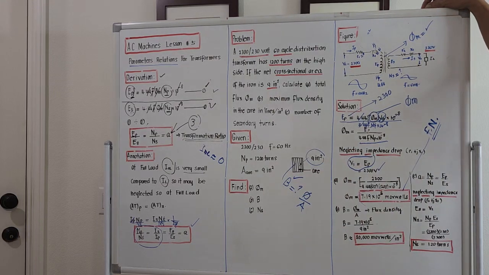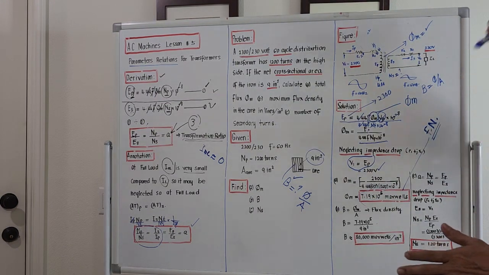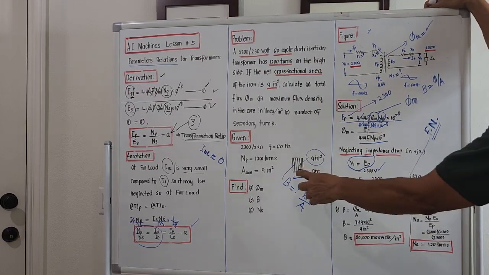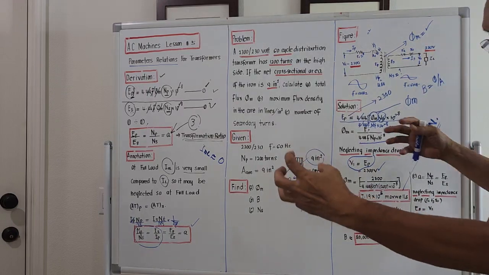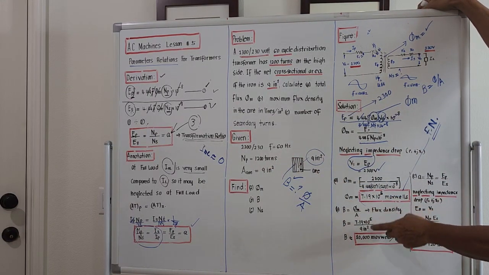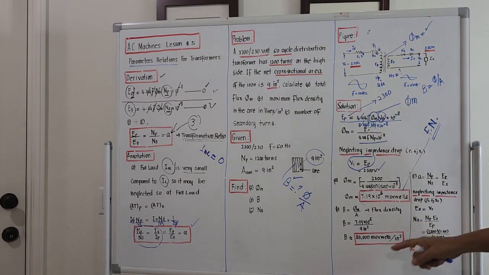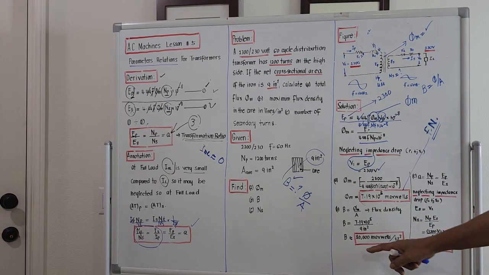And for flux, by definition, flux density is flux per unit area. So if you are finding the density of the flux on the core, the one that connects the primary and secondary, we will just divide 7.19 times 10 to the 5 over 9 square inches. And this is approximately 80,000 Maxwells per square inch.